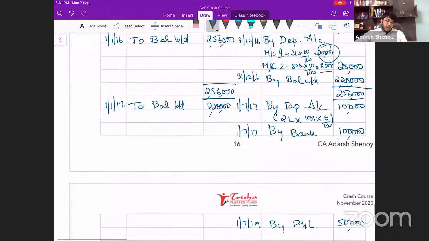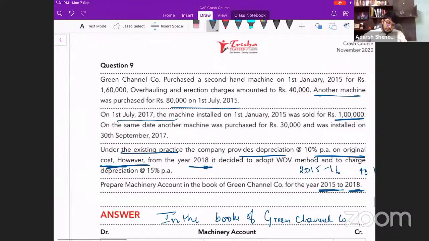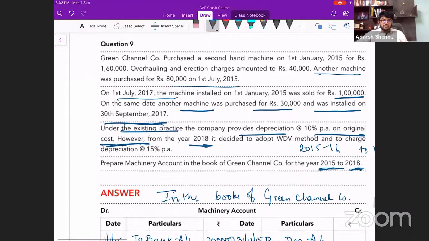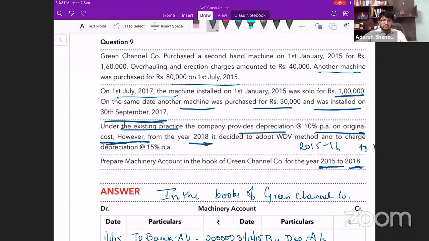Now, have you bought a new machinery? On the same date, another machinery was purchased for rupees 30,000 and was installed on 30th September 2017. Now, the date of purchase and the date of installation are two different things. Can you tell me what should I consider? What should we consider for calculation of this?